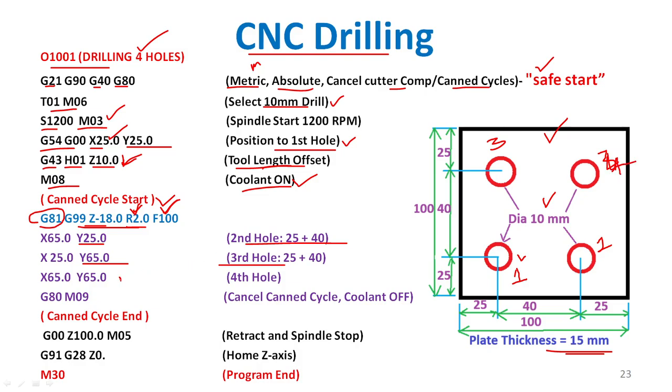G80 M09: the canned cycle is cancelled and the coolant is off. We want to add another one, sorry, M05. M05 means spindle off. Then the canned cycle is ending. Automatically the canned cycle is ending.